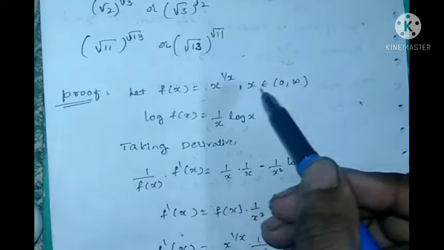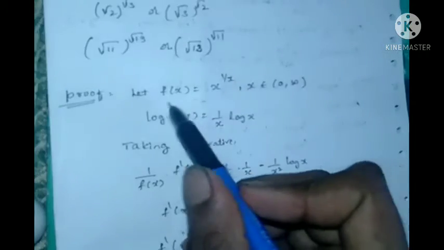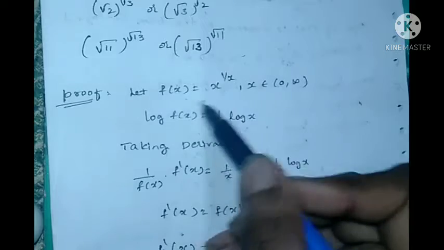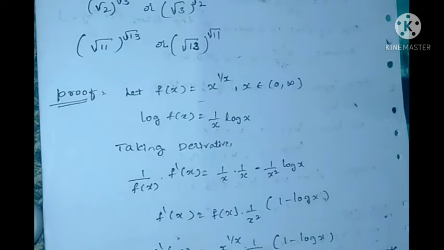Let f of x is equal to x power of 1 by x, and this is the domain: x belongs to the open interval 0 to infinity. f of x is equal to x power of 1 by x. This type of function is called a pseudo monotonic function. Why do we call it pseudo monotonic? Because up to some stage this type of function is monotonically increasing, and after some stage it is monotonically decreasing. That's why we can't conclude that it is monotonically increasing or monotonically decreasing, and we call it pseudo monotonic.